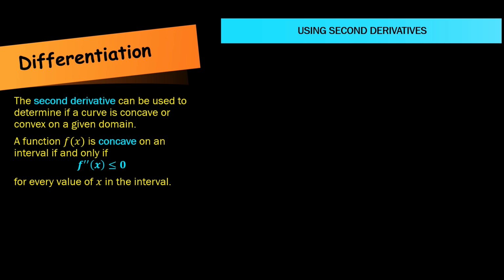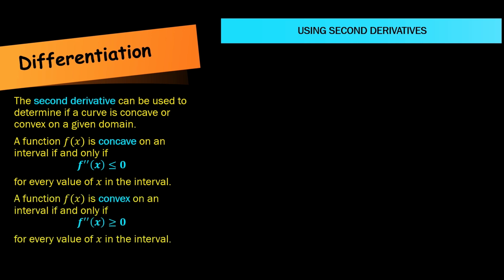A function f of x is concave on an interval if and only if f double dash of x is less than or equal to 0 for every value of x in the interval. And a function f of x is convex on an interval if and only if f double dash of x is greater than or equal to 0 for every value of x in the interval.